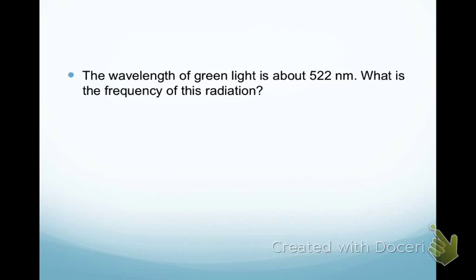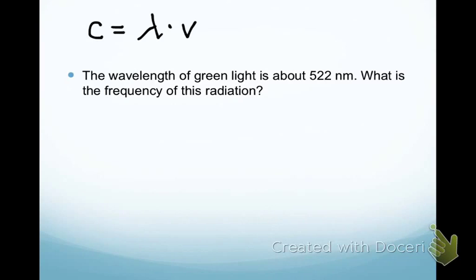So let's do an example. The wavelength of green light is about 522 nanometers. What is the frequency of this radiation? The first thing that I'm going to do is write down my equation. So I will have c equals lambda times nu. And then I'm going to read the problem to see what I'm given and what maybe I have to look for.